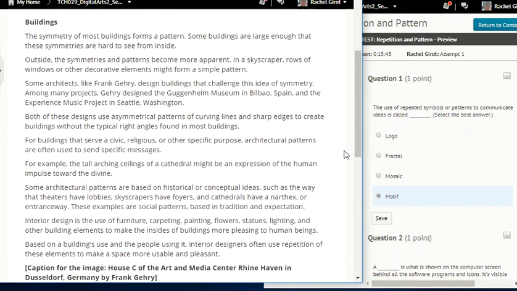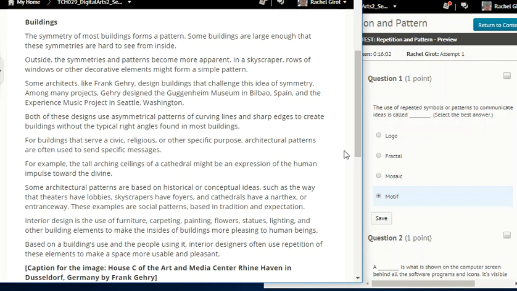Buildings. The symmetry of most buildings forms a pattern. Some buildings are large enough that these symmetries are hard to see from inside. Outside, the symmetries and patterns become more apparent. In a skyscraper, rows of windows or other decorative elements might form a simple pattern.